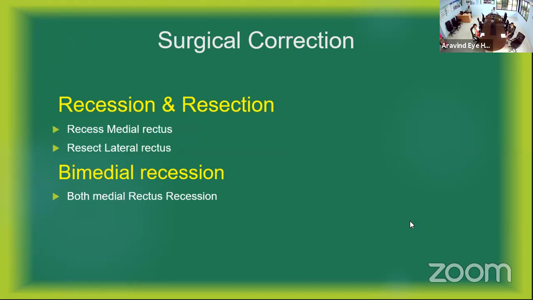So what are the surgical options available? There are two options. Either you do a recess-resect procedure where you recess the medial rectus and resect the lateral rectus, or you can do a medial rectus recession in both eyes, which is bimedial recession. So practically, when you deal with patients, especially parents, they usually don't prefer to get both eyes operated at one go. So we commonly perform recess-resect procedures.